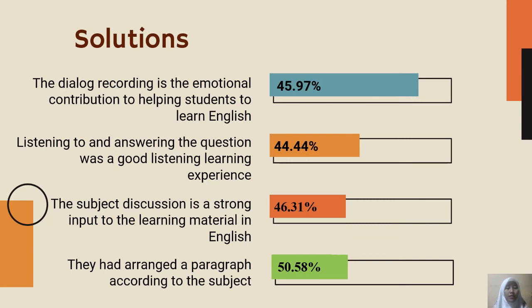Related to speaking, the subject discussion is a strong input to the learning material in English. So students need a certain subject to discuss to improve their speaking skill. And also some students gave a response that they had arranged a paragraph according to the subject. So the teacher should give a certain subject or clear topic, to let the students arrange a paragraph more easily.